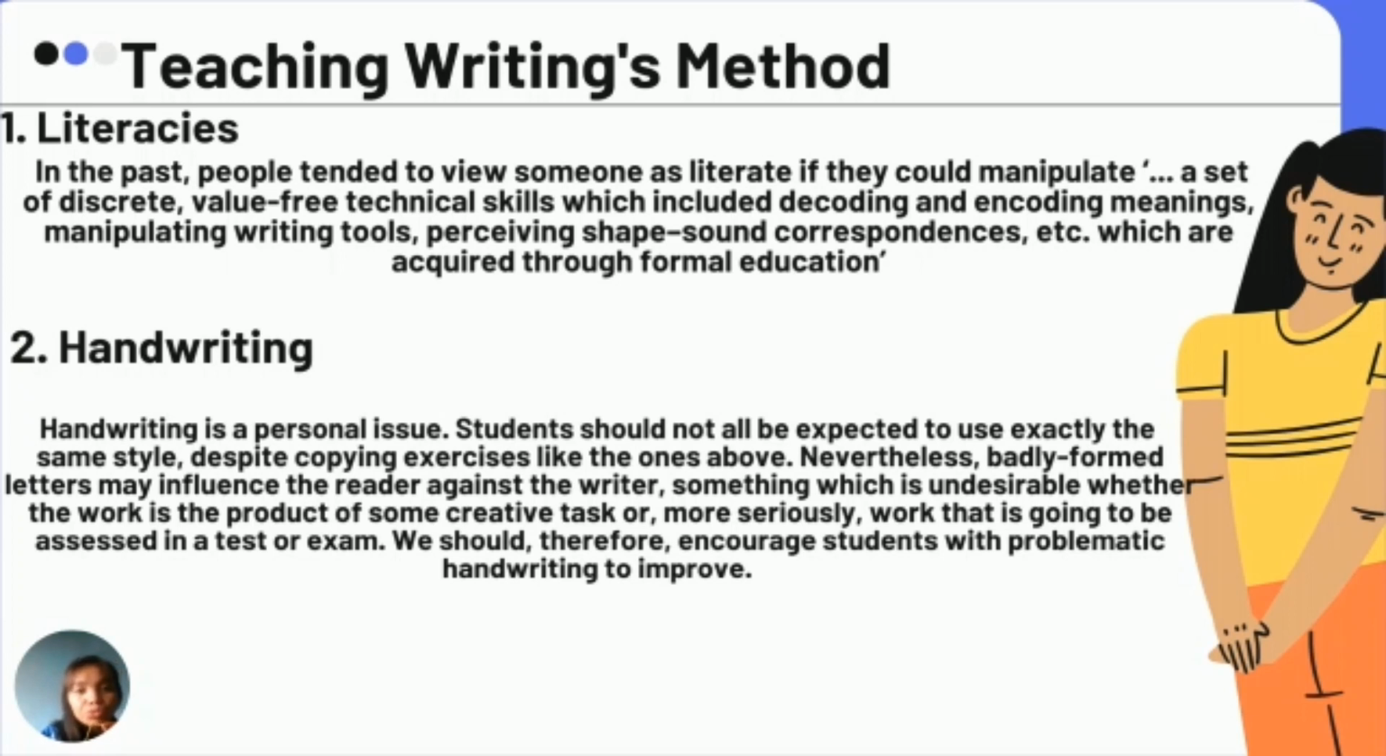And the second method is handwriting. Handwriting is a personal issue. Students should not all be expected to use exactly the same style. Despite copying exercises like the ones above, nevertheless, badly formed letters may influence the reader against the writer, something which is undesirable, whether the work is the product of some creative task or, more seriously, work that is going to be assessed in a test or exam. We should therefore encourage students with problematic handwriting to improve.